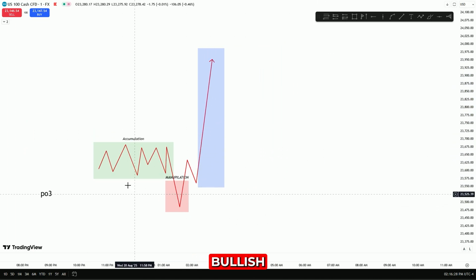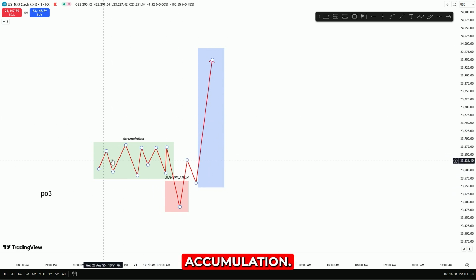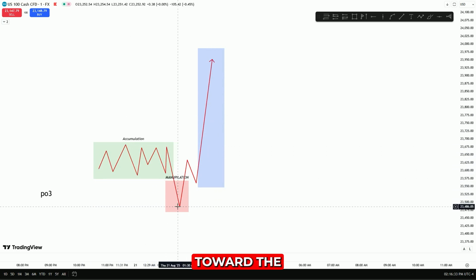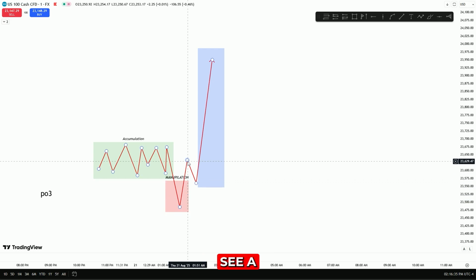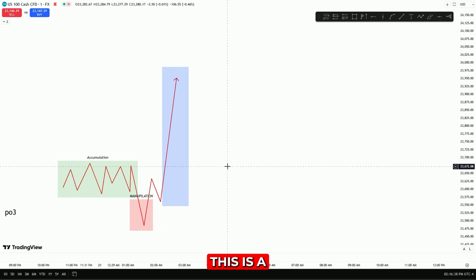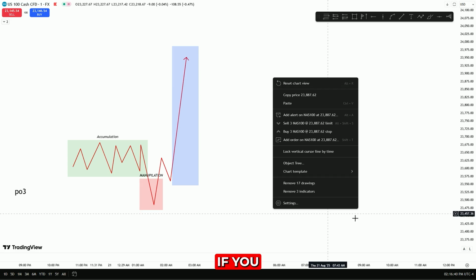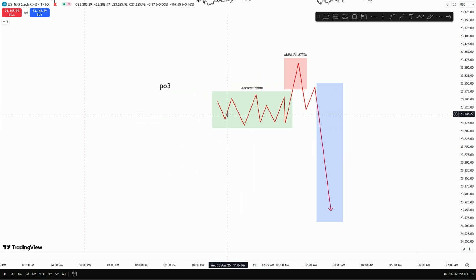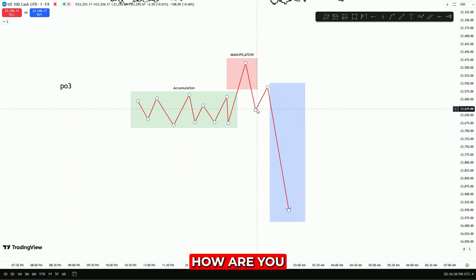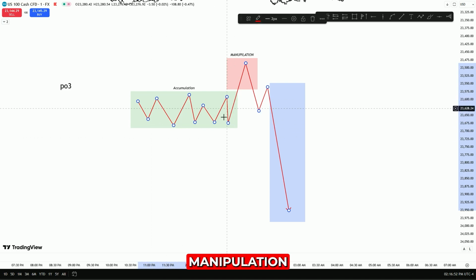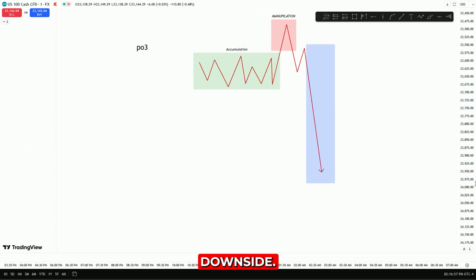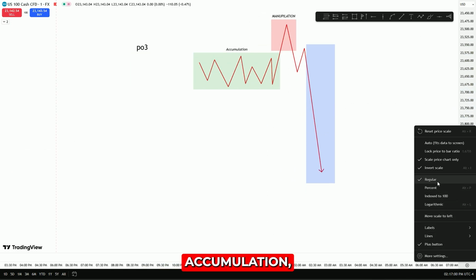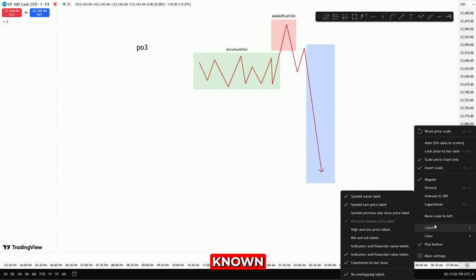Now this is the bullish example of accumulation. First you're going to see accumulation, then you're going to see a manipulation toward the downside, and then you're going to see a distribution. All right, this is the bullish example. And now if you just simply inverse the chart, let me just quickly do that. Yep, so this is the bearish example. Now you're going to see accumulation, manipulation toward the upside, and then you're going to simply move toward the downside. So yeah, this is the main accumulation, manipulation, and distribution, which is known as PO3.